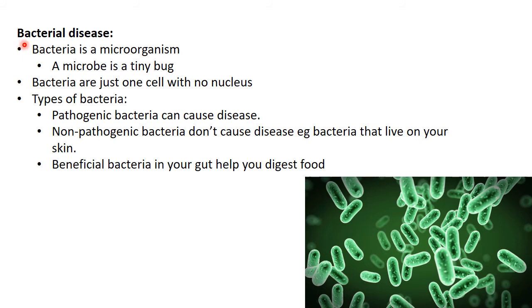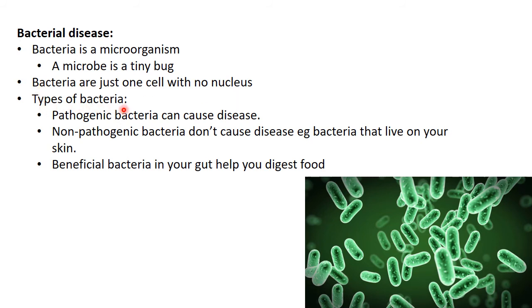Now we'll look at bacterial disease in more detail. So we're talking about infectious diseases that can be spread between people, that are contagious. And bacteria, you might already know, is a microorganism that we can see under the microscope. A microbe is a tiny bug or germ. Bacteria are just one cell and they have no cell nucleus, which is the centre part of the cell. So they don't have that.